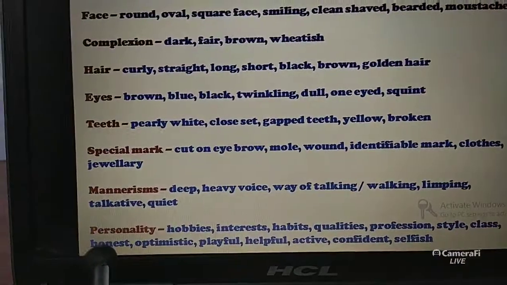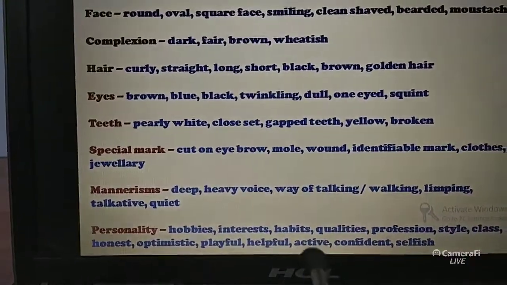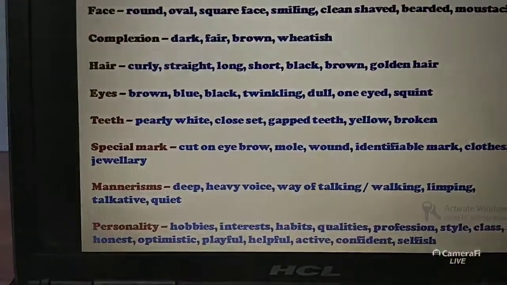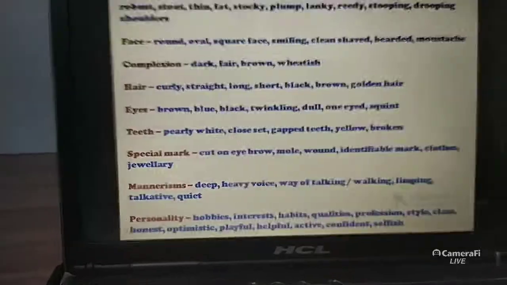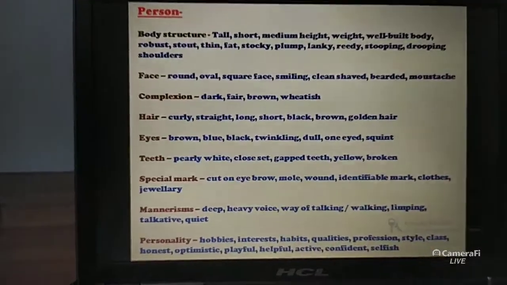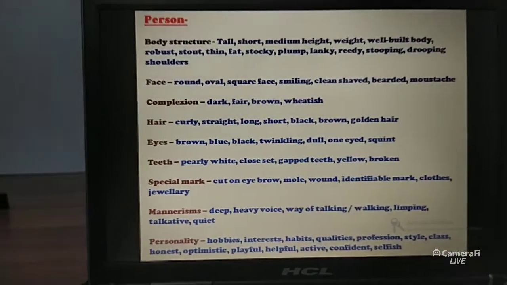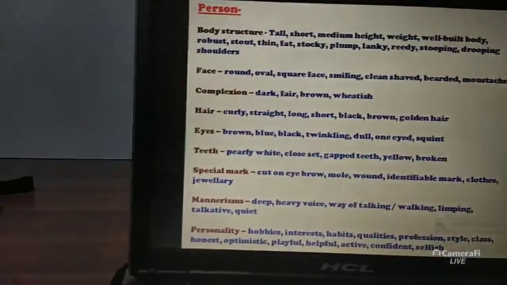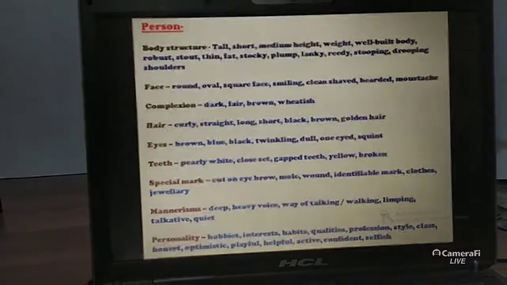Whether the person is honest, optimistic, playful, helpful, active, confident, selfish. These are the various personalities we describe in the descriptive paragraph of a person. So with these descriptions that you are seeing here on the screen, in this way you have to actually describe the person.